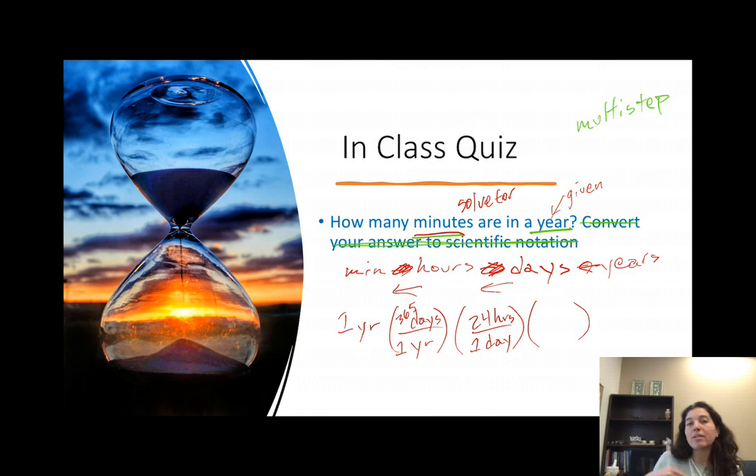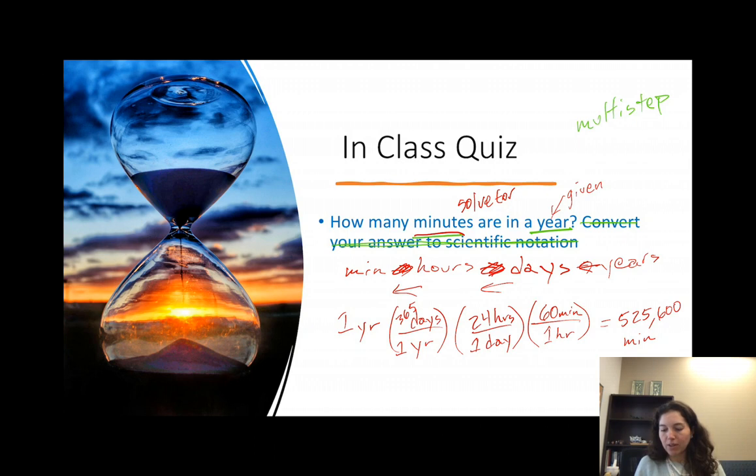Now we're going to go from hours to minutes because that's where our final answer is going to be. So hours, for every 1 hour, we know that there are 60 minutes. And you can put this into your calculator to find the answer. So this gives you a really big number. So 525,600 minutes in a year. That's how you solve this one.